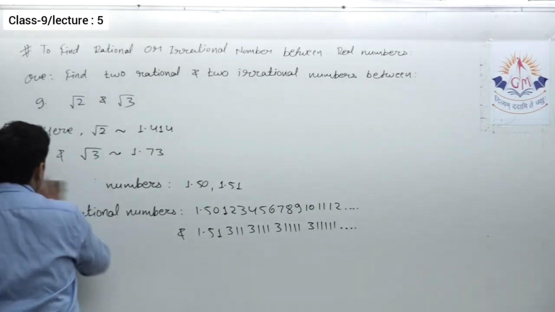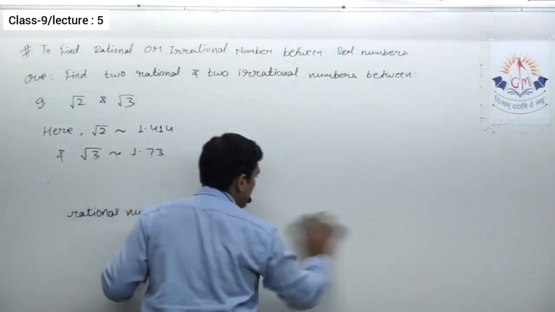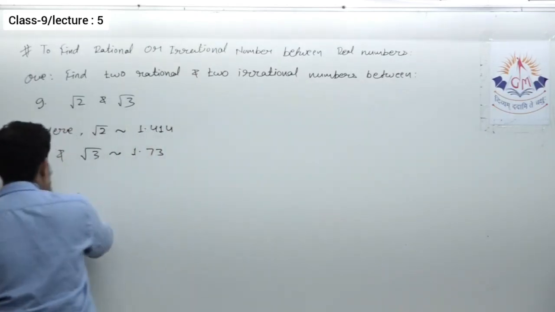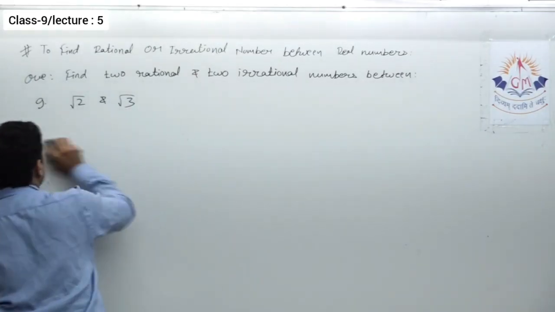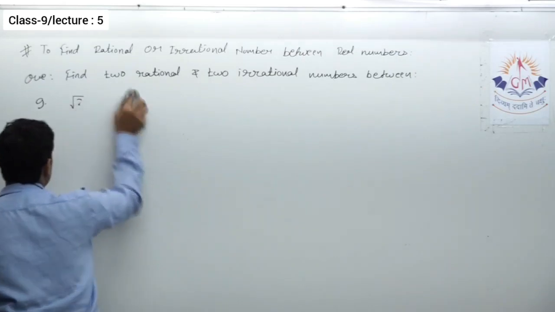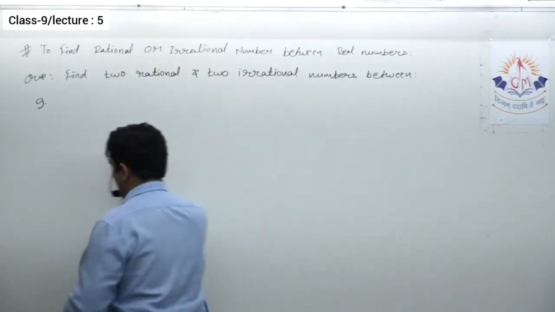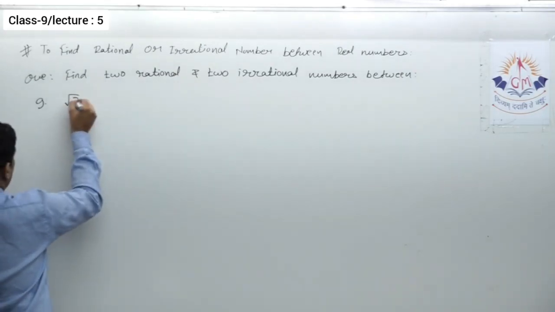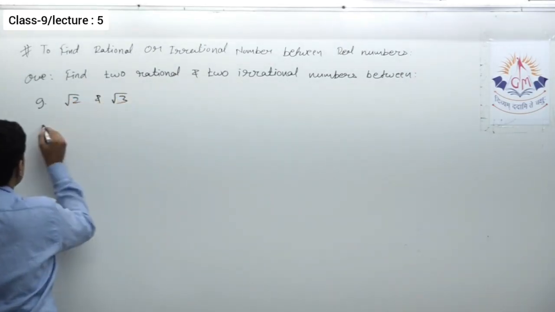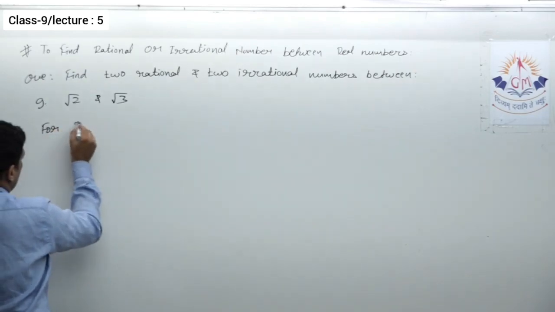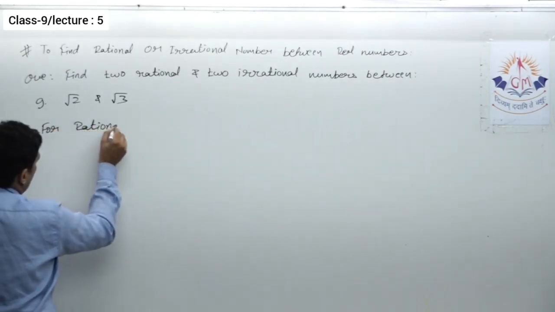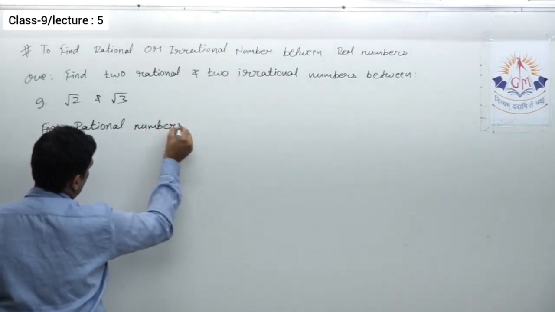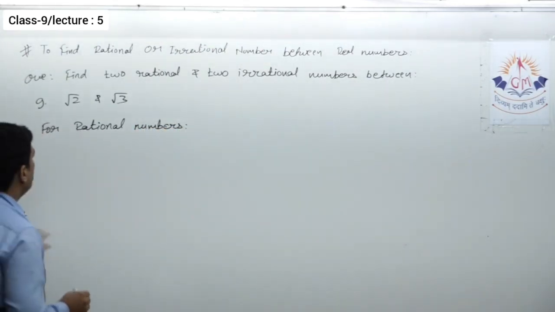Okay, now we'll see the second method to get the rational numbers and irrational numbers between the given set of numbers. But definitely this is the easiest method, but still let us discuss one more method. So for rational numbers between root 2 and root 3, first we'll see the method. To find rational numbers.